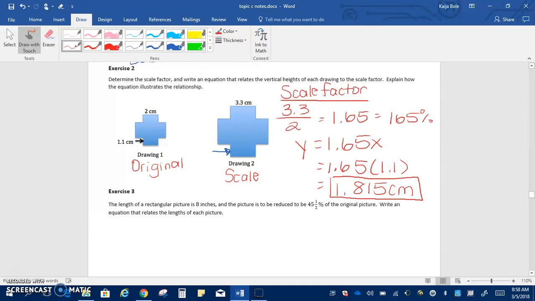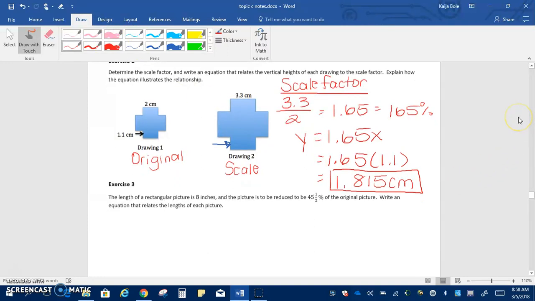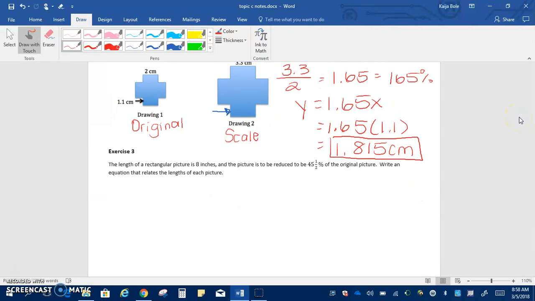Okay. And our last one here, exercise 3, says the length of a rectangular picture is 8 inches, and the picture is to be reduced by 45.5% of the original picture. Write an equation that relates the lengths of the picture. So first, we need to take this percent and make it a decimal. So this would be 0.455. So we write in our equation, which would be y equals 0.455x.